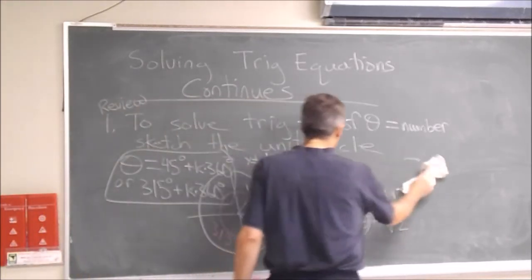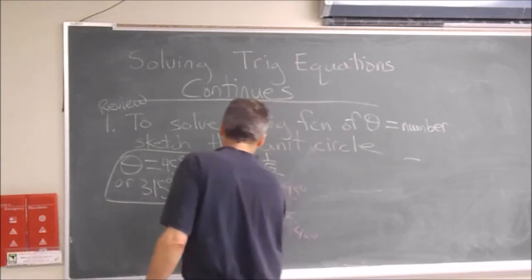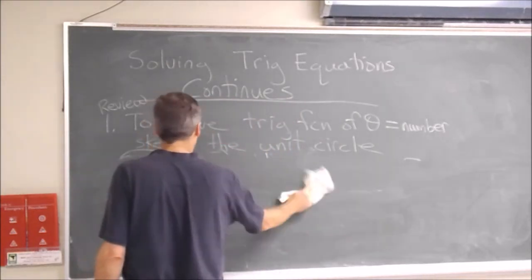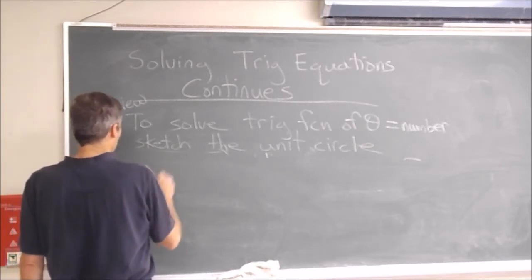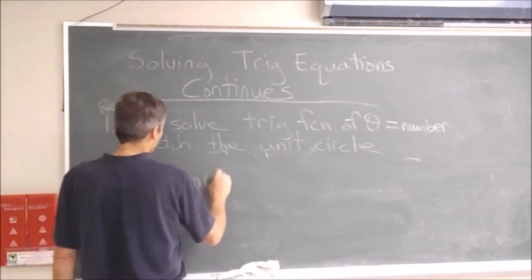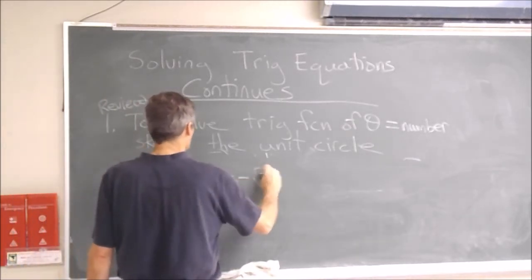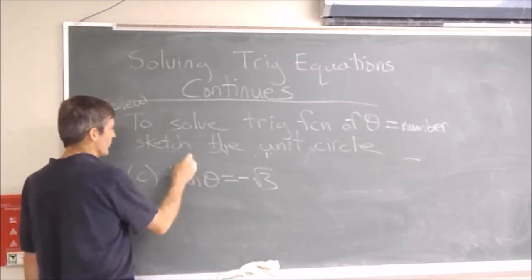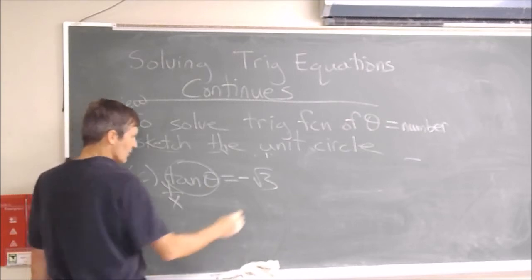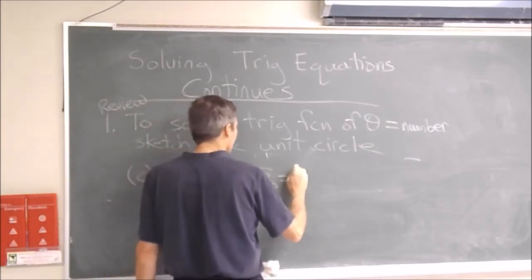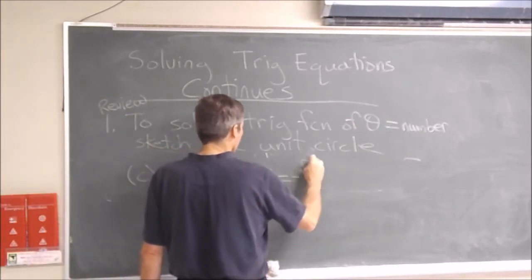Finally, if we have a tangent problem, that's the hard one. Here was part C. If I want the tangent, for instance, equal minus square root 3, tangent isn't x or y, it's y over x. Tangent and cotangent are the hard cases. So I write minus square root 3 as a quotient, minus square root 3 over 1.